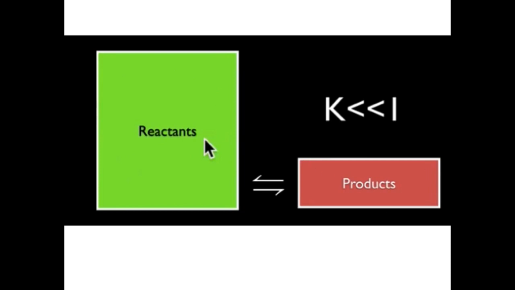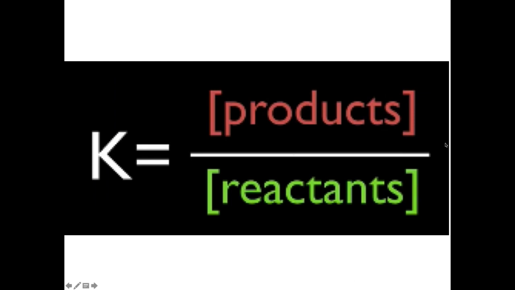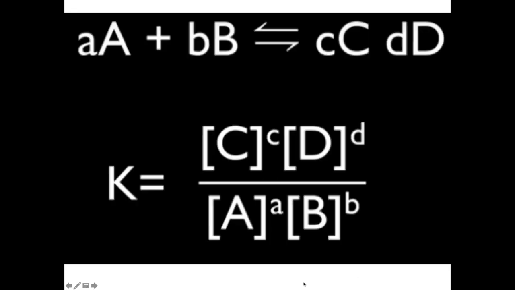And to calculate K, it's always going to be the concentration of products over the concentration of reactants. How does that work? In this balanced equation, I have a coefficient in front of A, B, C, and D. What K is going to be, as long as these are gases or aqueous, you're going to turn the coefficient into a power. So you'll have the concentration of A to the power of its coefficient, the concentration of B to the power of its coefficient, and so on and so forth.